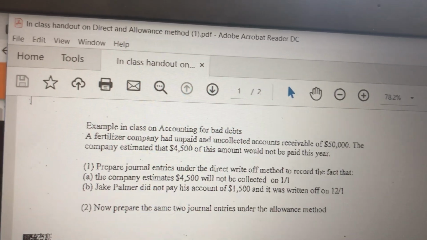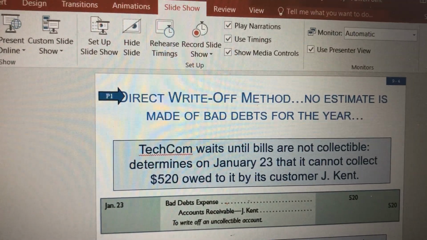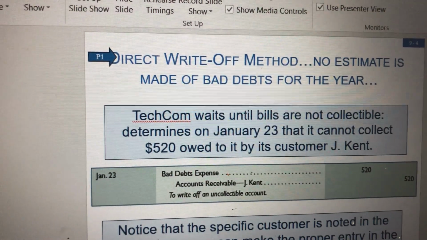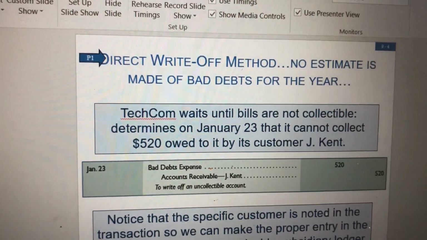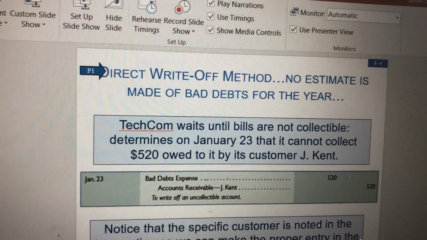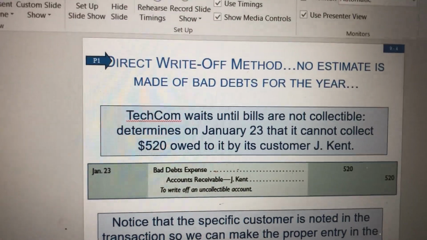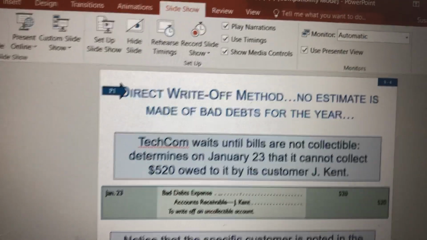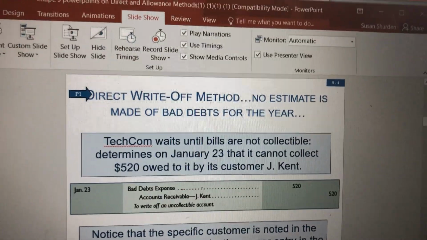Now, as we go back to this PowerPoint, I want you to notice that in the PowerPoint, under the direct write-off, there is no journal entry for the estimate, okay? The only entry is when somebody cannot pay their debt. So this is another problem, but the journal entry will be the same. So you want to debit bad debt expense and credit accounts receivable, and then put his name underneath. This is going to be Jake Palmer. There's something called a subsidiary ledger, which is a ledger that keeps up with all the different people who owe money, and his name would be in that. So let's go down to the homework problem and get this one done.